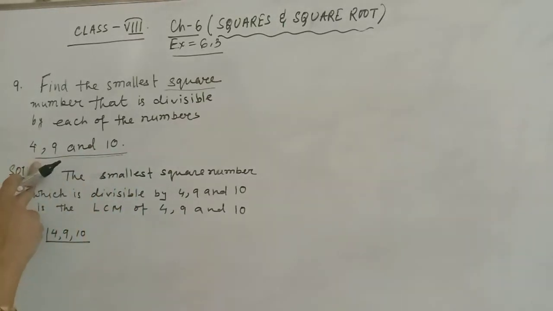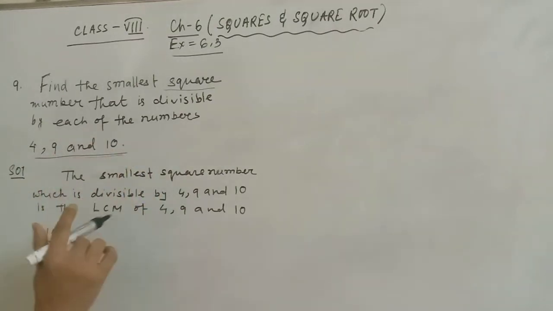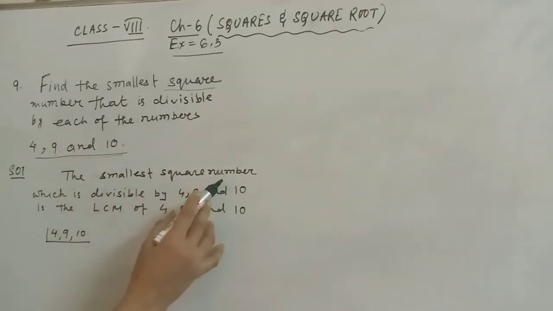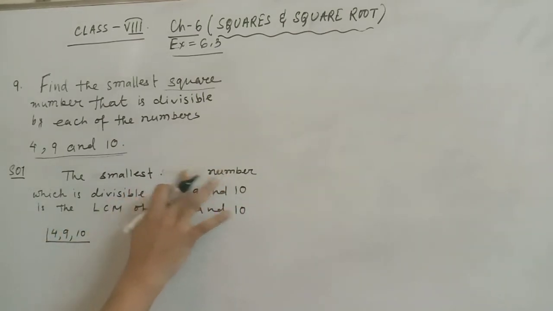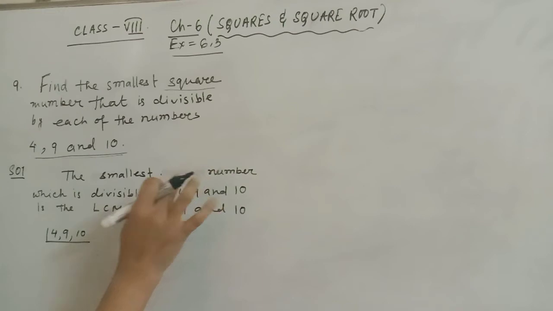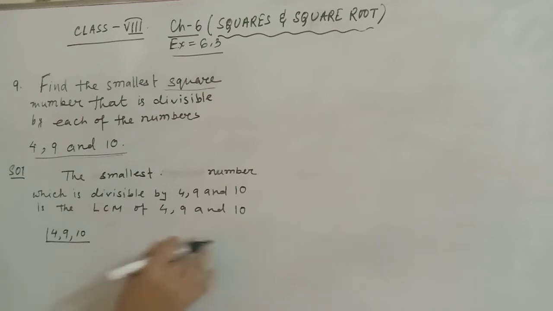First, you start your work from here. The number which is divisible by 4, 9 and 10 is their LCM. So the smallest square number which is divisible by them comes from the smallest number only. First, we are finding the smallest number, not the square number. The smallest number which is divisible by 4, 9 and 10 is the LCM of 4, 9, 10. So find the LCM of 4, 9, 10.